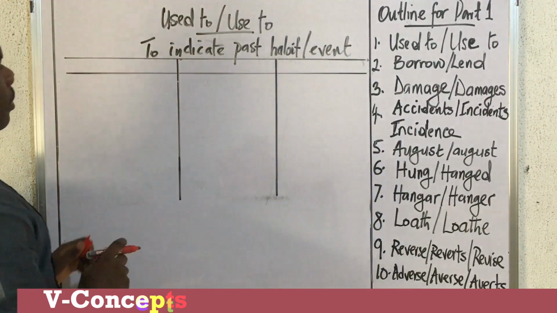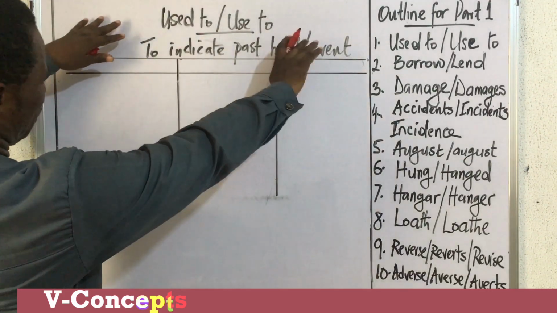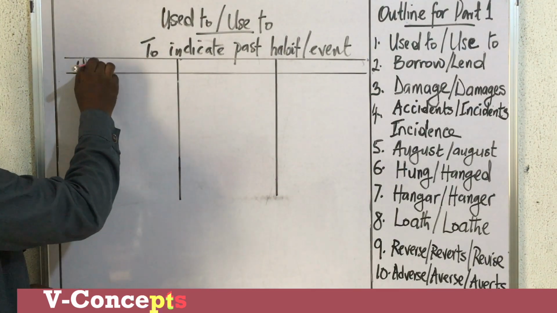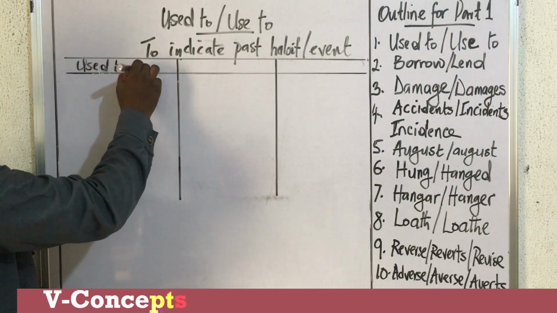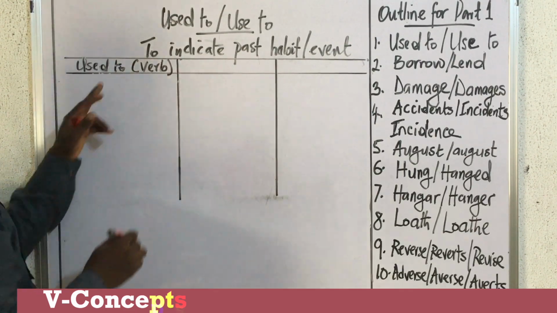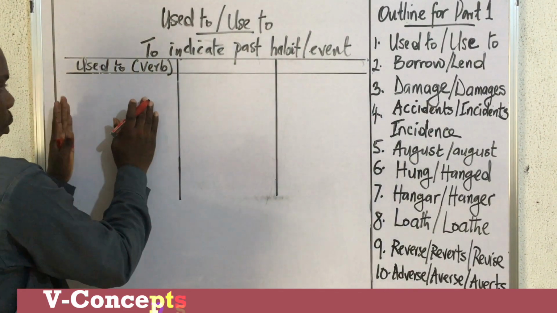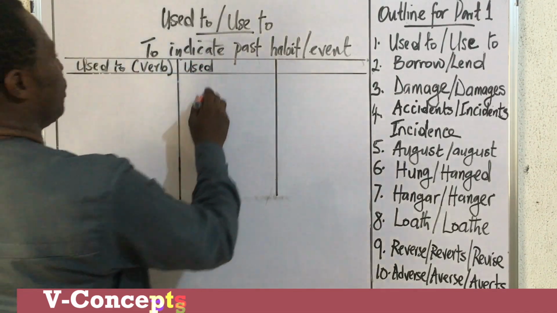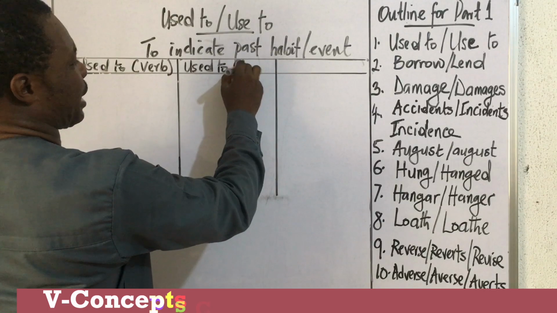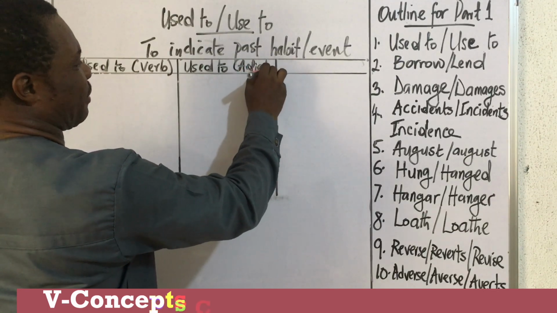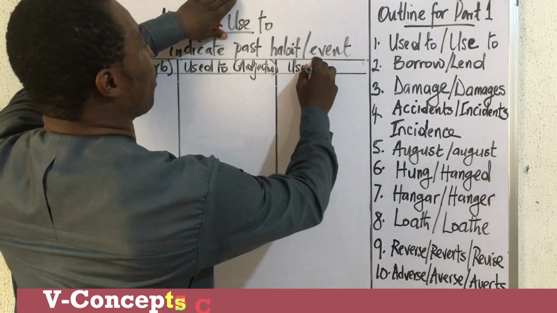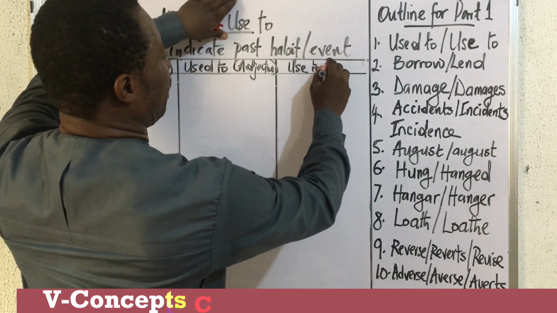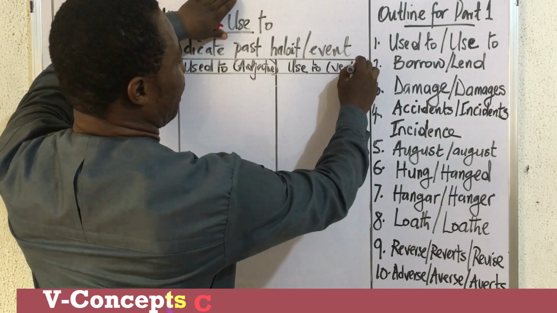Now, in this table, I want to show you how to use the two words in 3 different ways. The first one, we can have used to. Here we indicate that it is used as a verb. Here I will show you how the word can be used as a verb. And then in this second column, I will show you how the word can be used as an adjective. In this third column, I will show you how used to serves only as a verb.